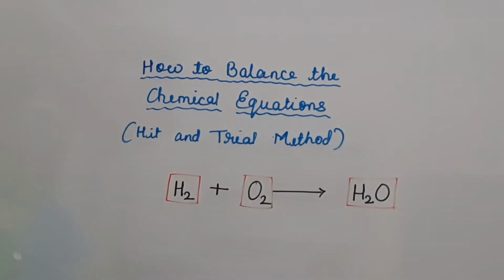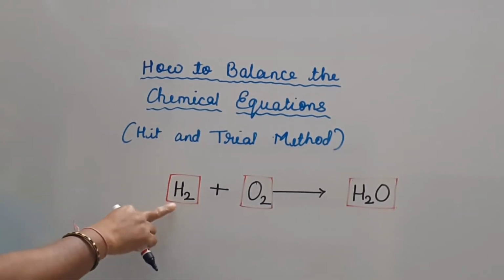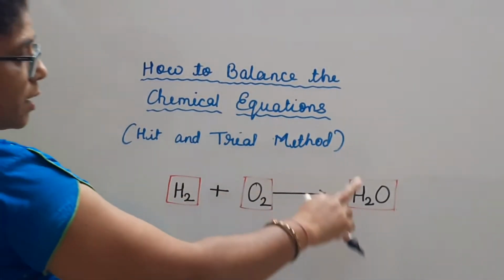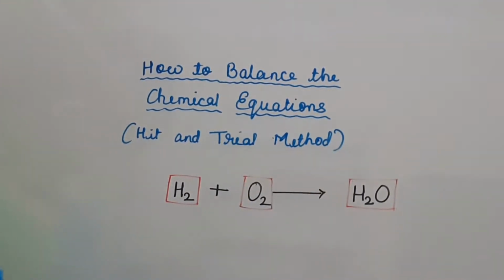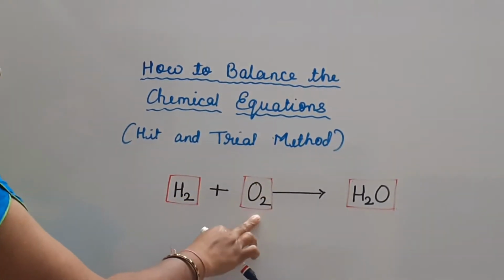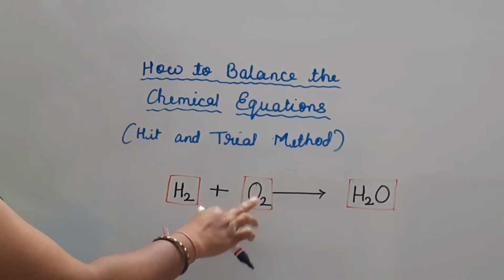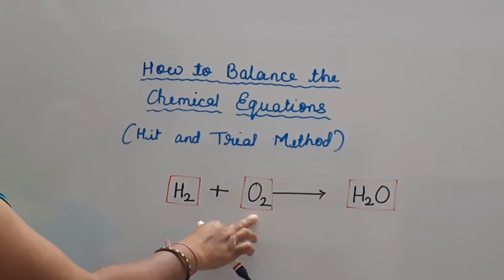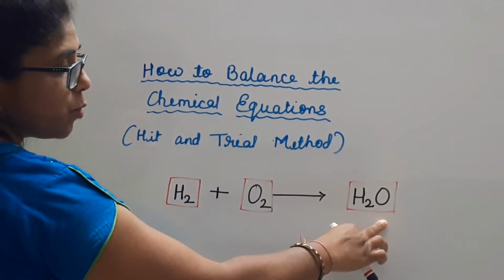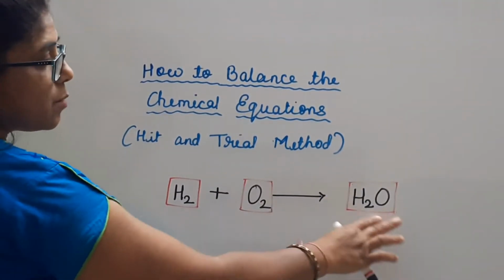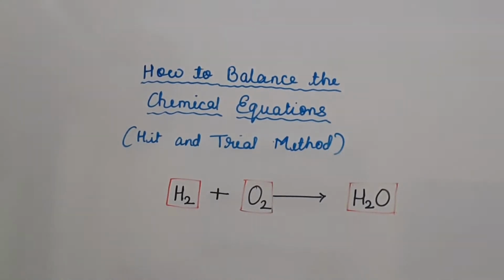Now here we find the number of hydrogen atoms entering the reaction is 2 and the number of hydrogen atoms in this product is also 2. That means hydrogen atom is balanced. But just have a look at this oxygen atom. Here the number of oxygen atoms is 2 on the reactant side, while the number of oxygen atoms on the product side is 1. That means the number of oxygen atoms is not balanced.